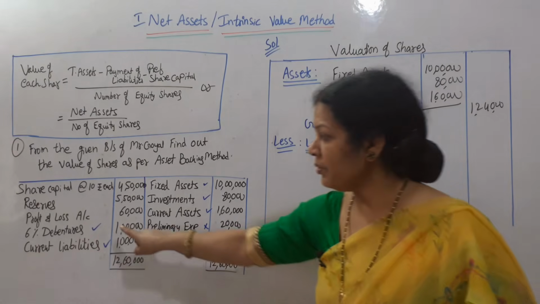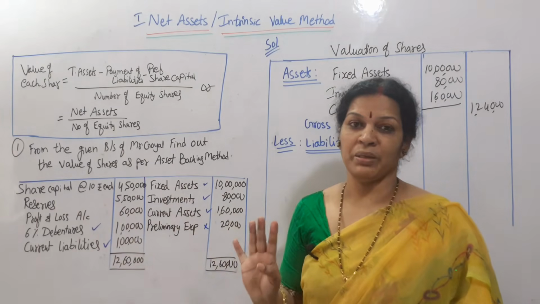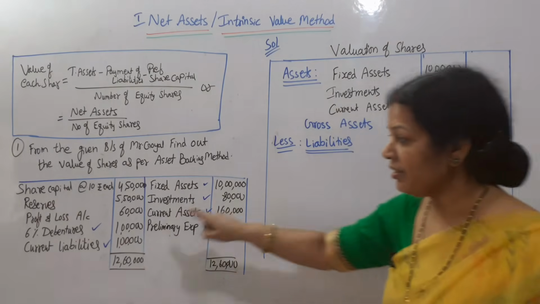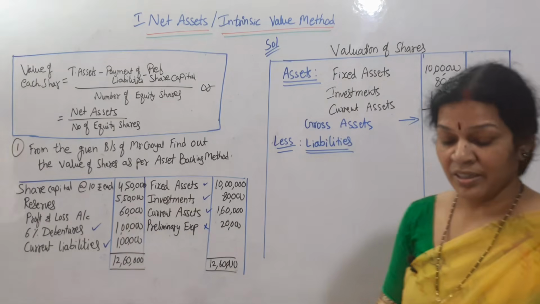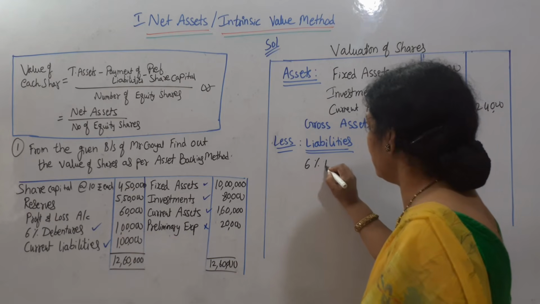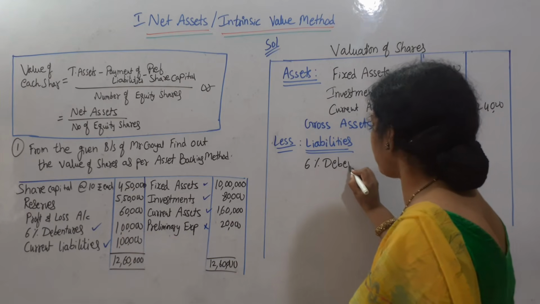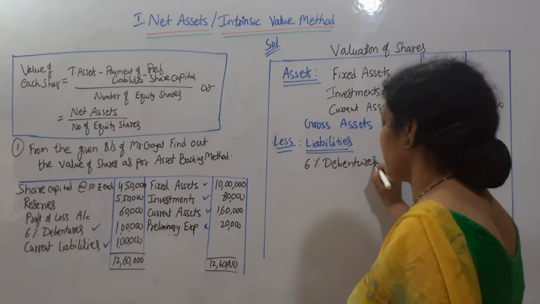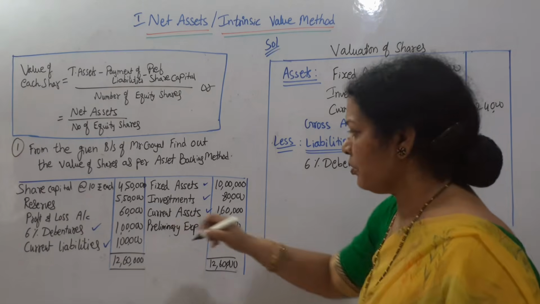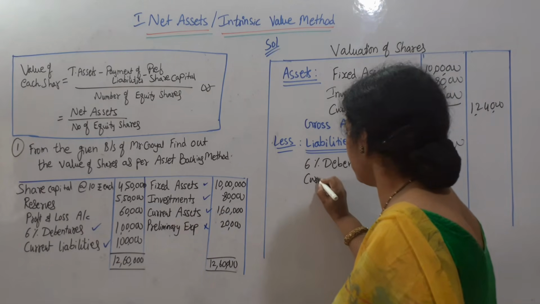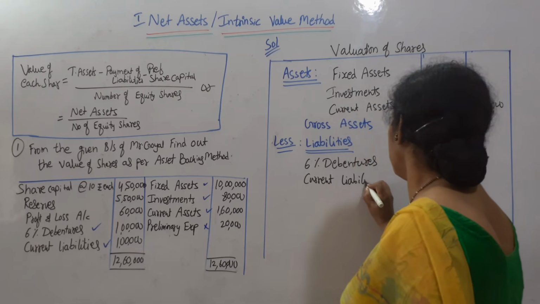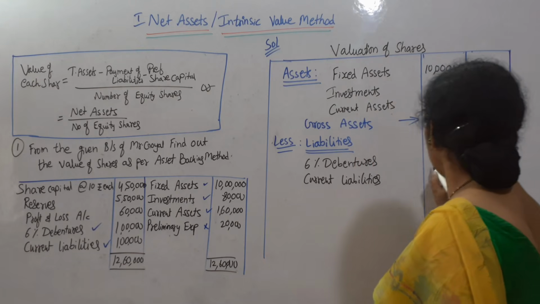Now, what are we going to do? We are going to take only these two liabilities. Deduct liabilities, I said, na. What liabilities? 6% debentures and current liabilities. Now, 6% debentures, 1 lakh, and also current liabilities, current liabilities 1 lakh.